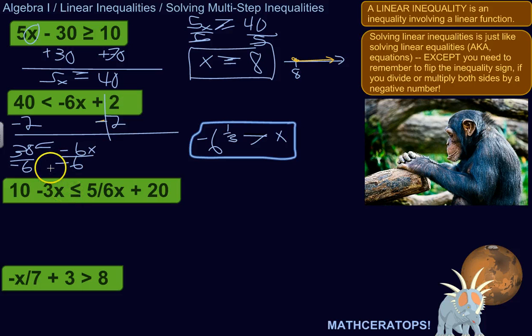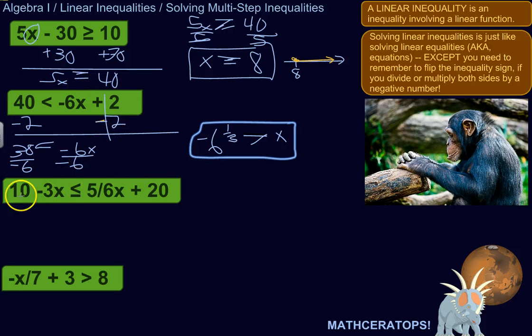Inequality. It's saying that the sides of the inequality sign are not equal to each other, and they're not equal to each other in certain ways. You know, this side is greater than or equal to this side. This side is less than the value of this side, etc.